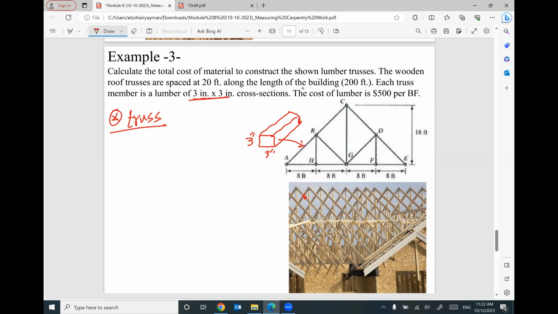And this wooden roof truss are spaced at 20 feet. As you see, if you watched a construction for a building before, this truss is used for the roof system, and this truss is repeated at equal spacing. This truss, this triangle, is repeated many times. Based on the given information, this truss is repeated every 20 feet.